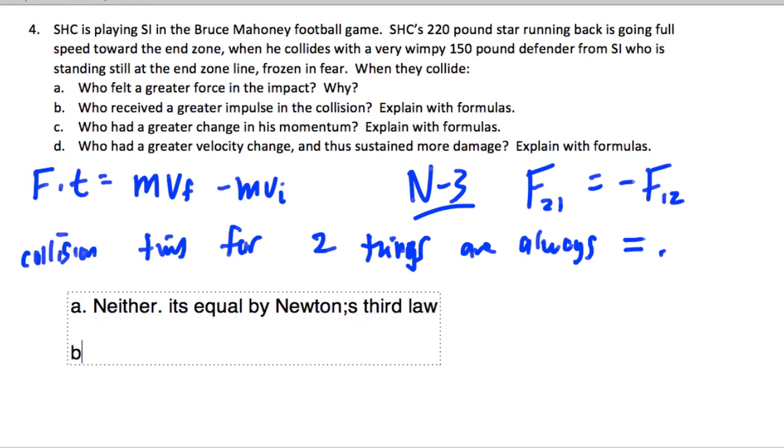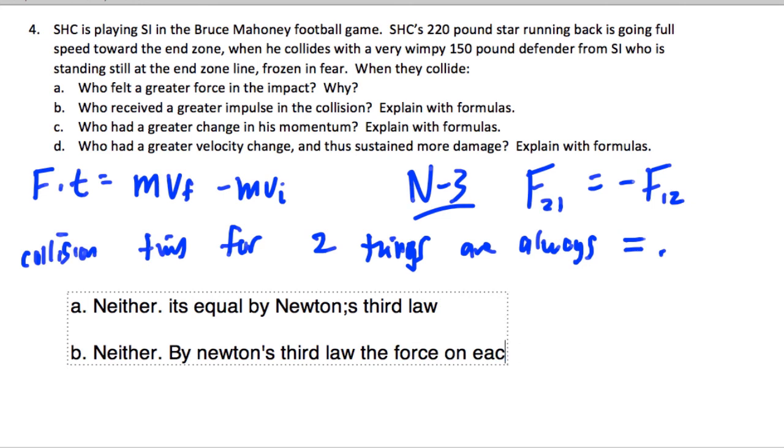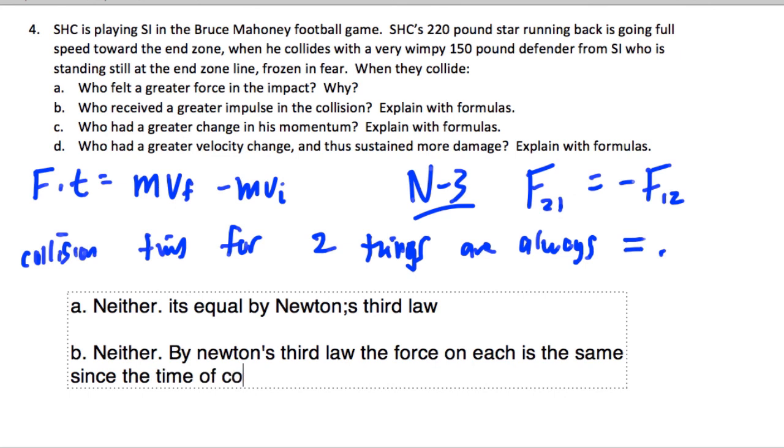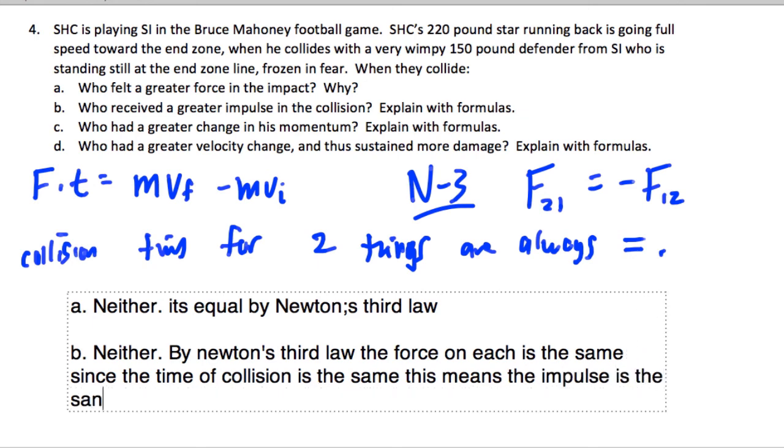Then for part B, neither. By Newton's third law, the force on each is the same. Since the time of collision is the same, this means the impulse is the same. That is, F times t for each is equal.